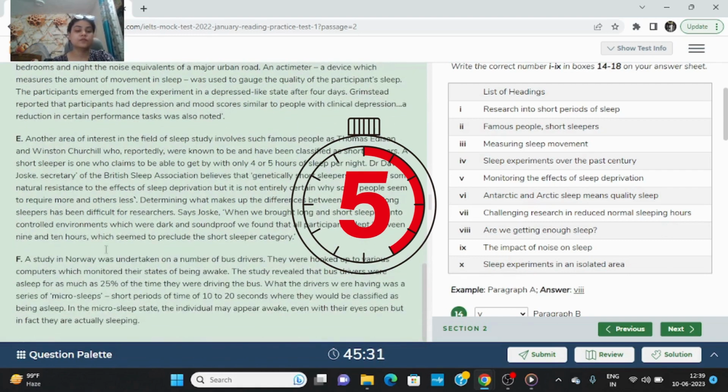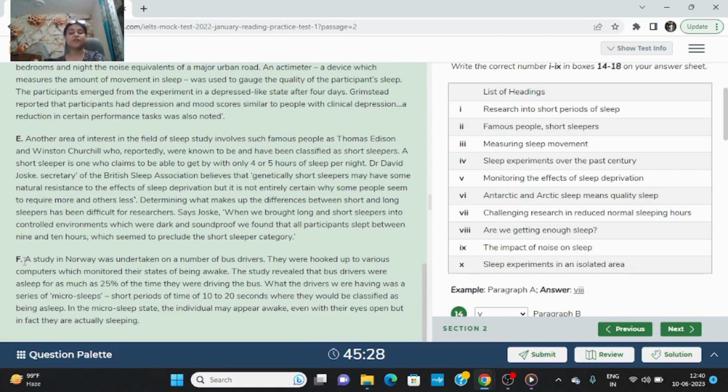Okay, let's move to paragraph F now. A study in Norway was undertaken on a number of bus drivers. They were hooked up to various computers, which monitored their state of being awake. The study revealed that bus drivers were asleep for as much as 25% of the time they were driving the bus. What the drivers were having was a series of micro sleeps, short periods of time of 10 to 20 seconds, where they would be classified as being asleep. In the microsleep state, the individuals may appear awake even with their eyes open, but in fact, they are actually sleeping. This is the paragraph.